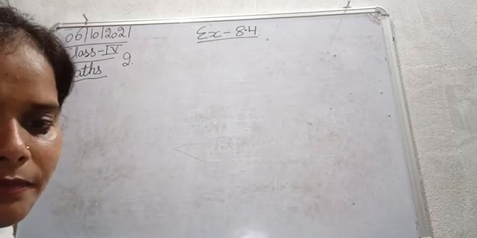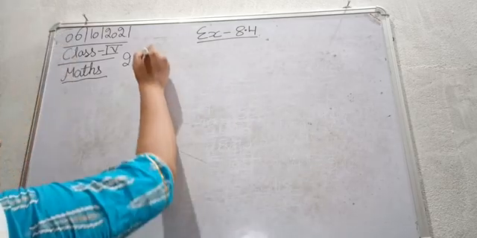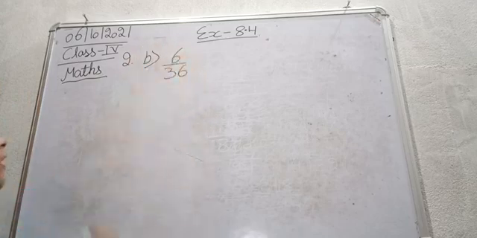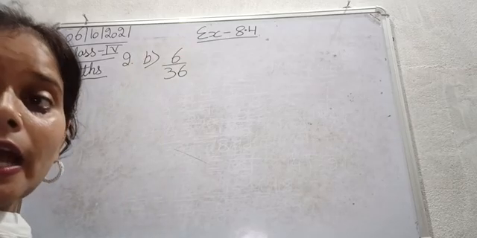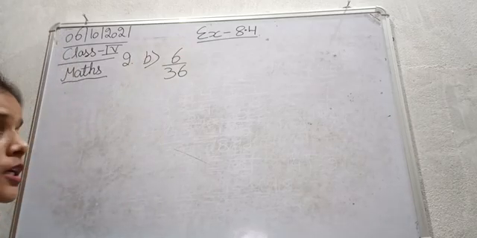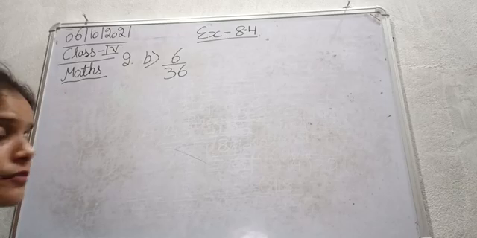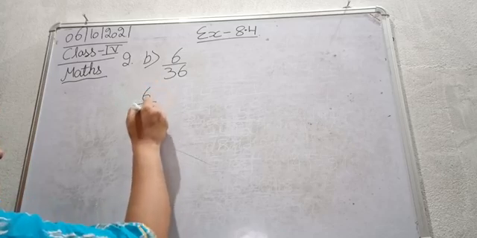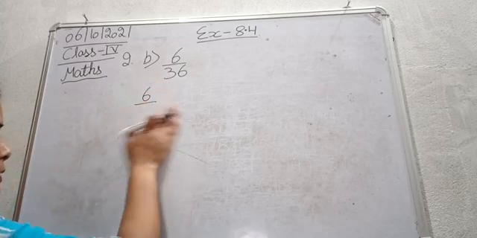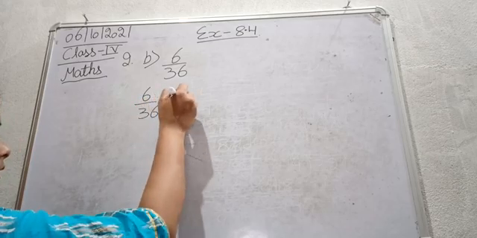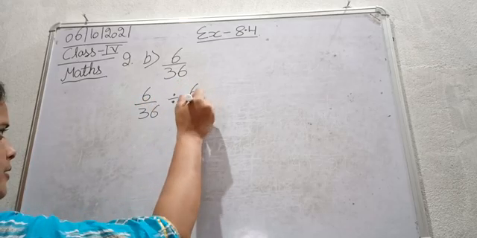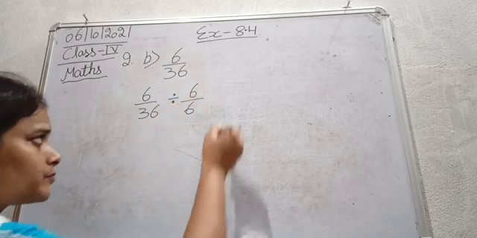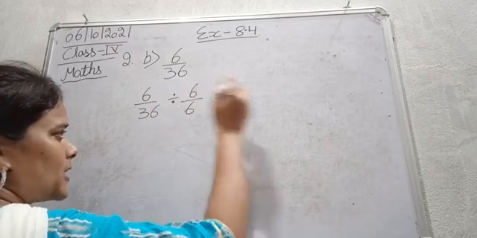The B is 6 upon 36. Again, let's use the division method to find the equivalent fraction of 6 upon 36. So we can divide 6 upon 36 with 6. Let's divide 6 upon 36 by 6 upon 6. So 6 divided by 6.